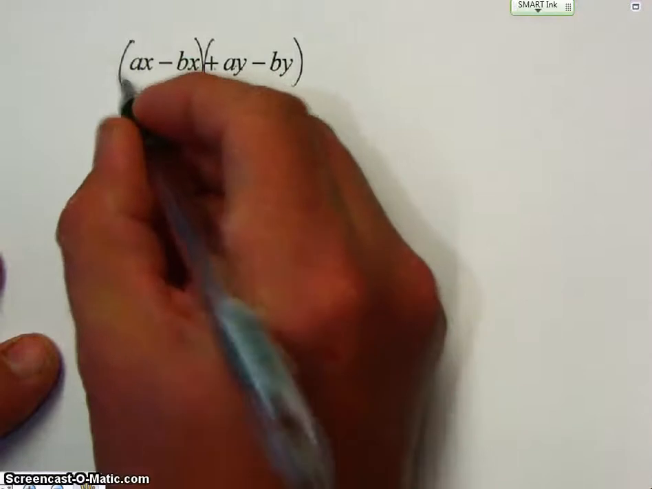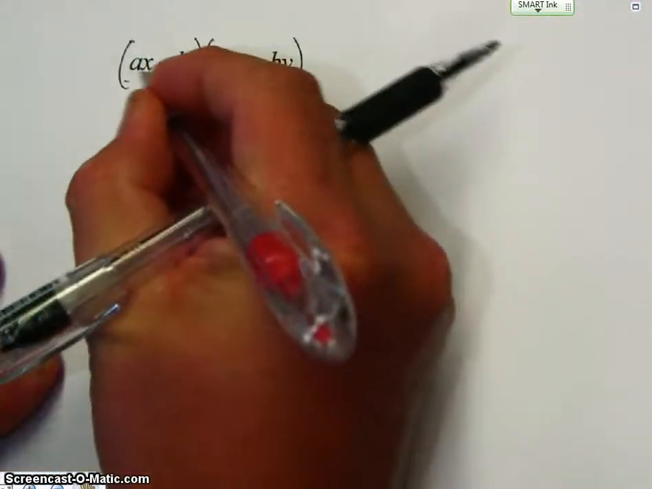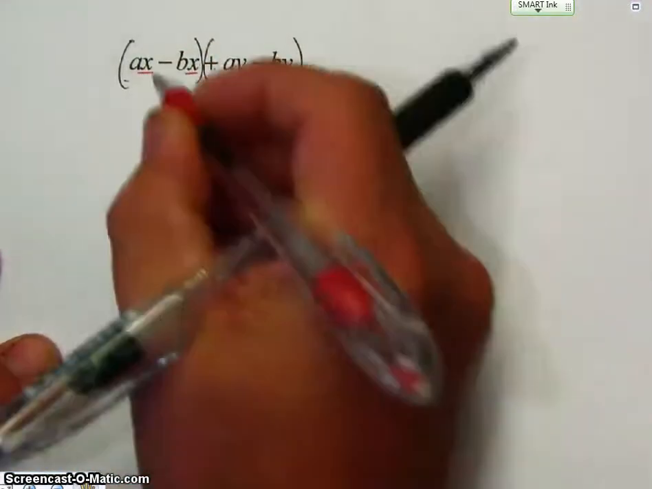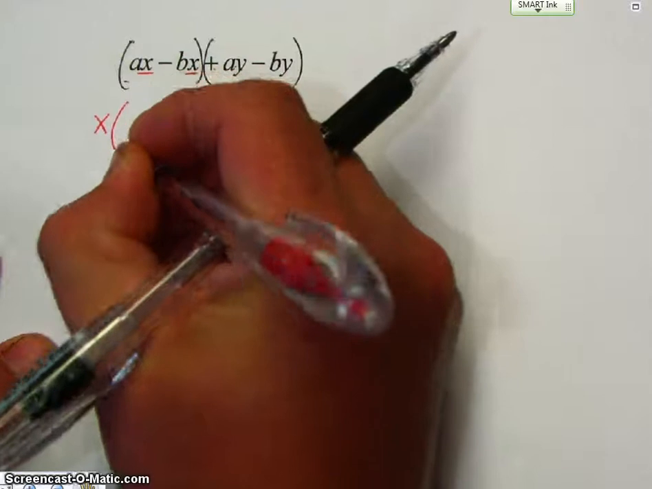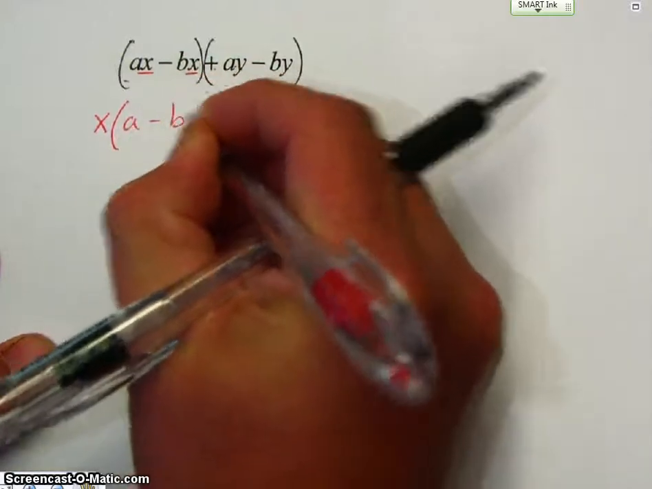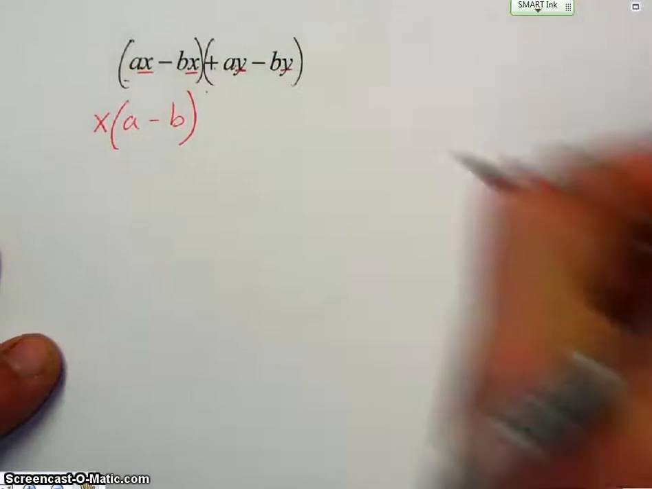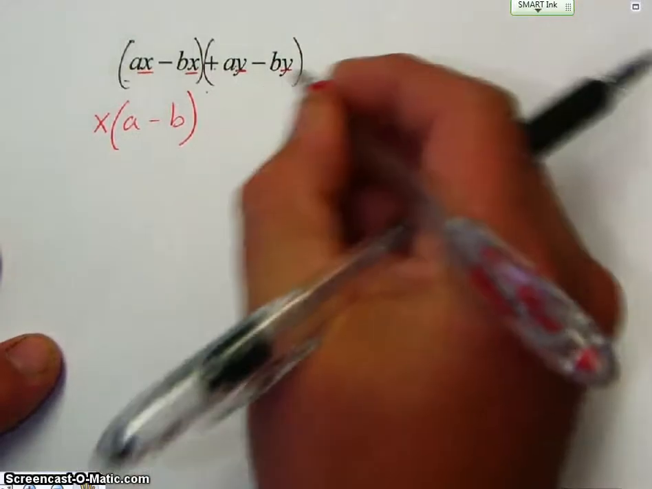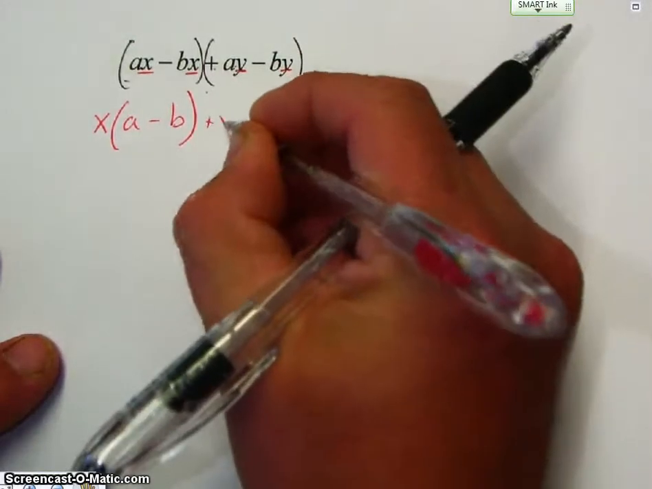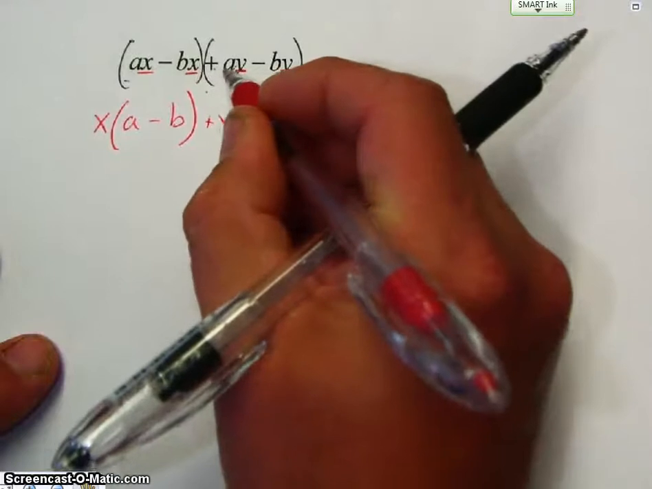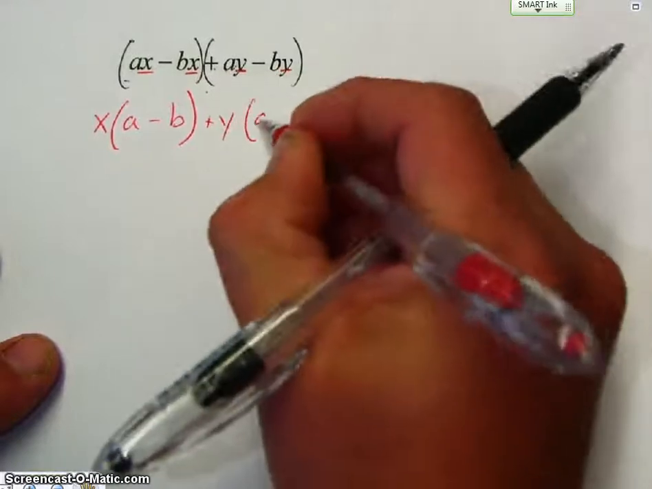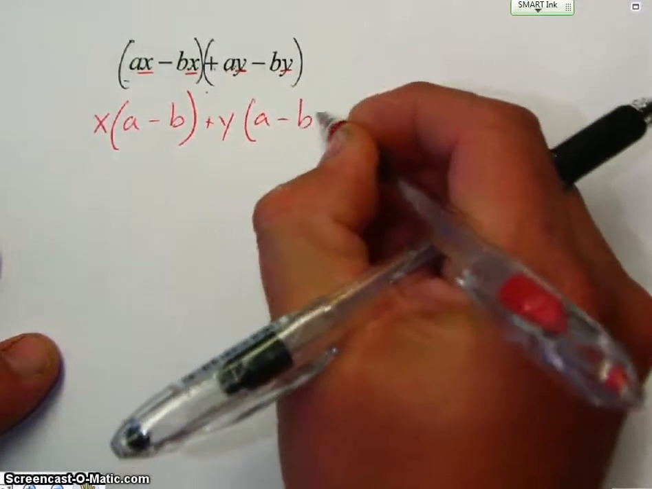All right, so look in this first group. What I have in common is x. So I'm going to factor out x. So when I do that, I'm left with a minus b. Here, what I have in common is y. So I'm going to factor out y. So I'm going to say positive y. So that means I have left a minus b.